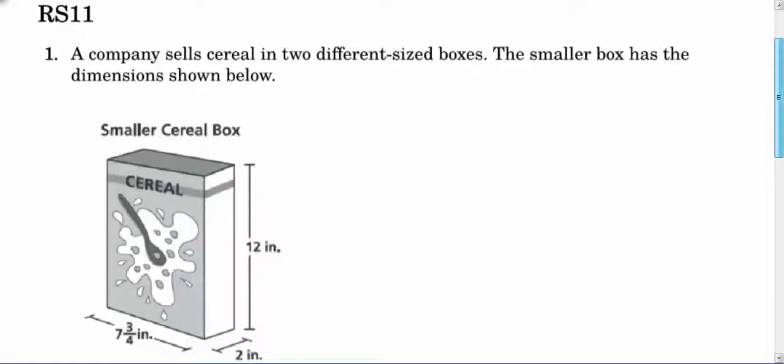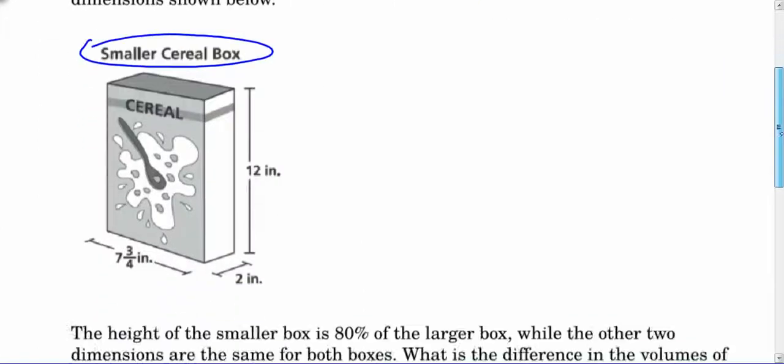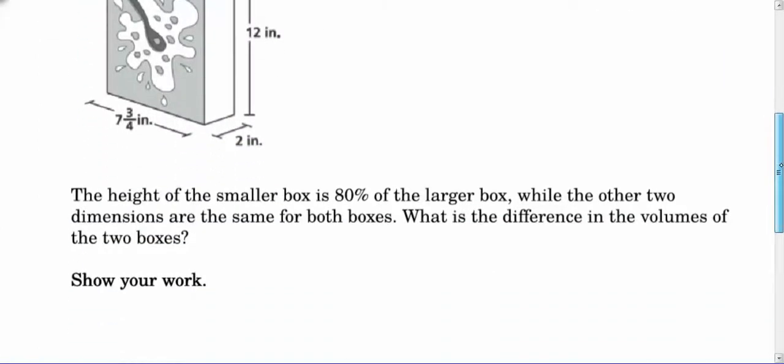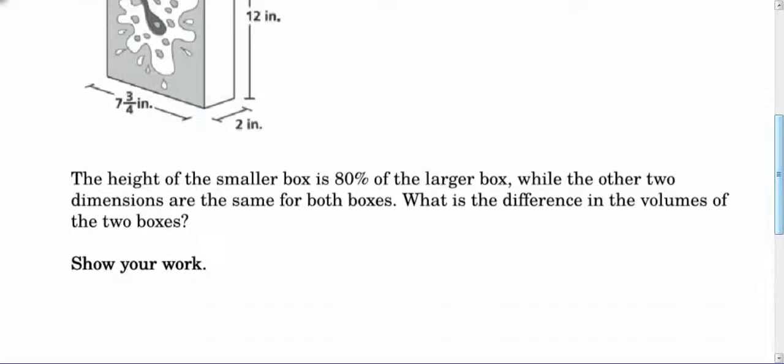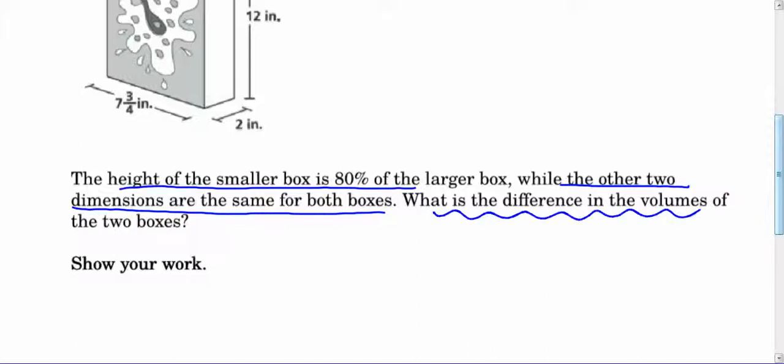So again, I can't emphasize this enough. You really should read each question carefully and underline keywords. So this is indeed the smaller cereal box. So our job, first of all, is to read the question. The height of the smaller box is 80% of the larger box. And it says the other 2 dimensions, the length and the width, are the same for both boxes. We need to find the difference in the volumes of the 2 boxes.